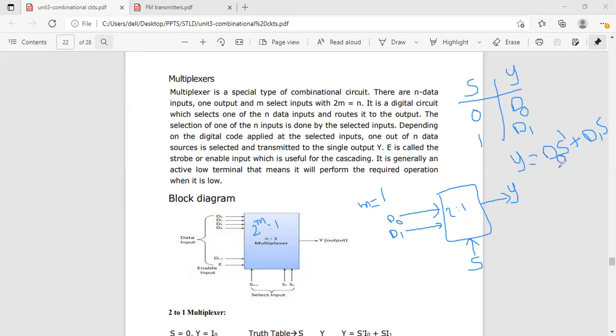What is the size of the multiplexer? 2 power m to 1. M is the number of select lines, 2 power m is the number of data lines or input lines, and only one output we have. So depending on that select line, select input condition, it will select the input data at its output. That's why it is called a data selector.